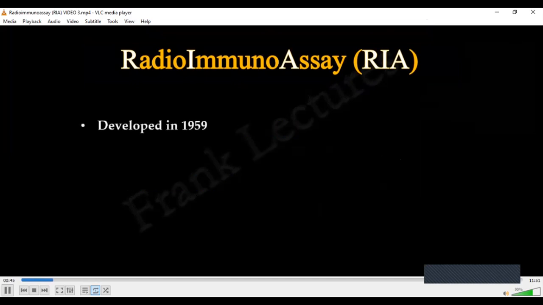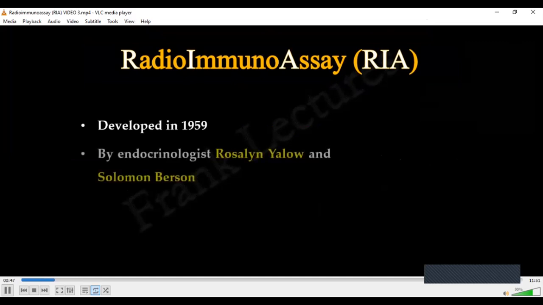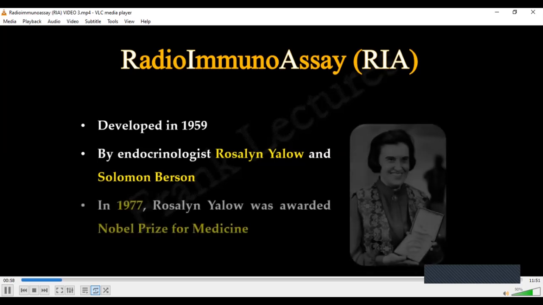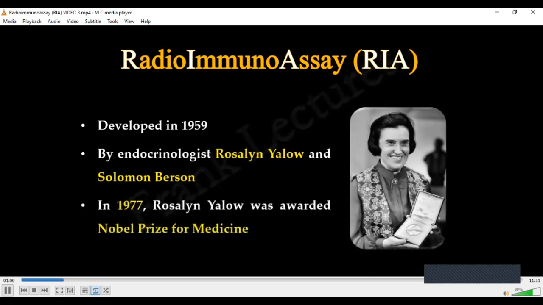Radioimmunoassay was developed in 1959 by endocrinologist Rosalind Yalow and Solomon Berson to measure the circulating levels of important hormone insulin. In 1977, Rosalind Yalow was awarded Nobel Prize for Medicine for the development of radioimmunoassay for peptide hormones. Solomon Berson could not share the award because of his untimely death in 1972.